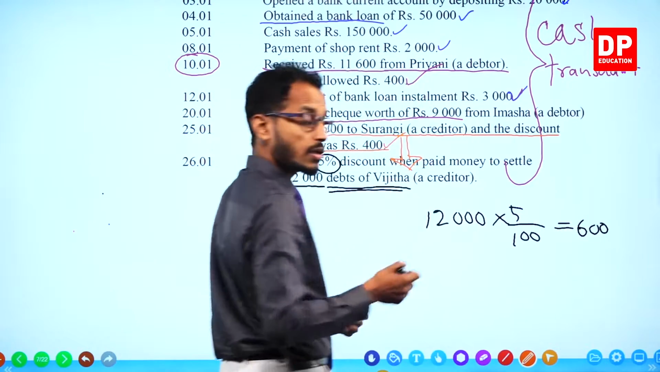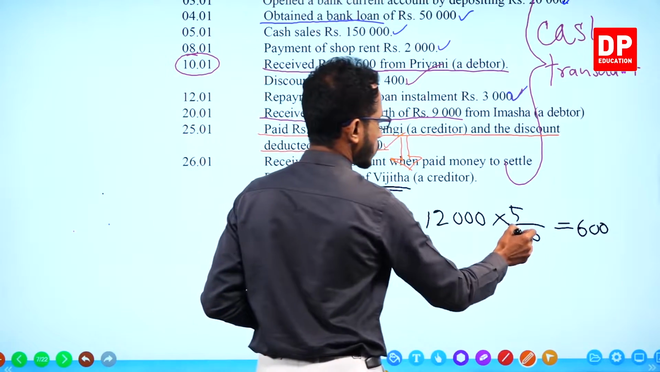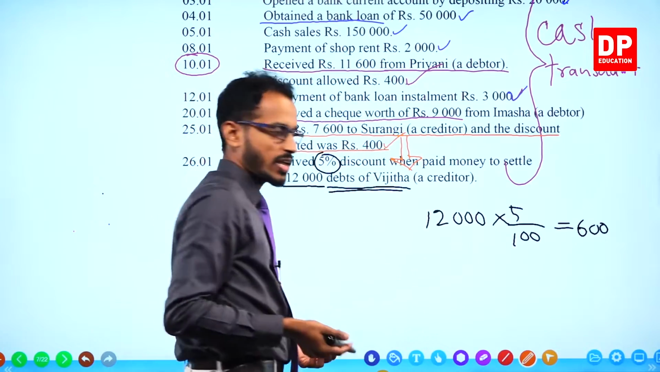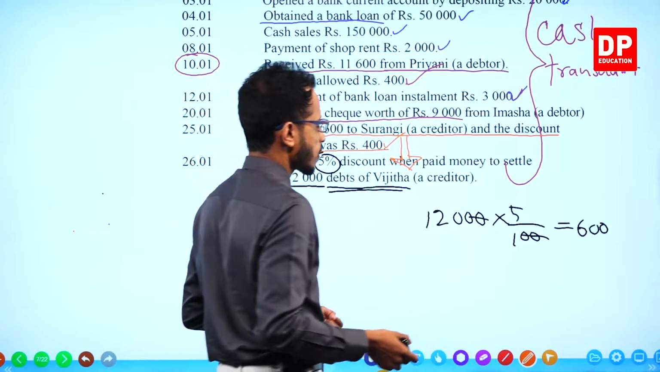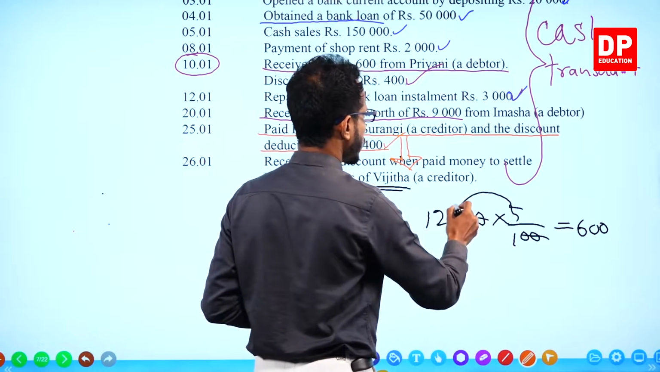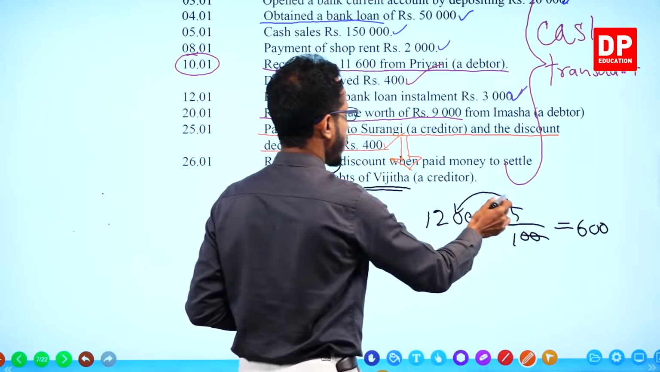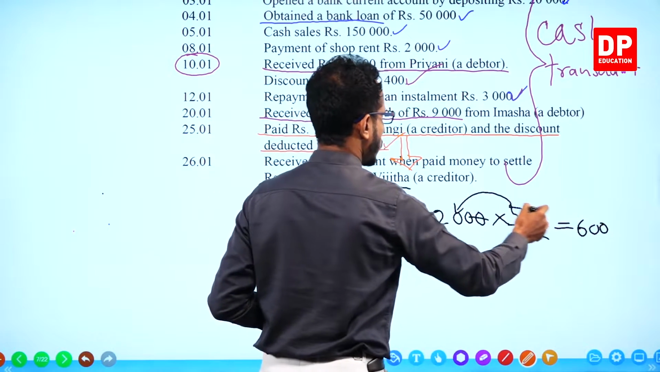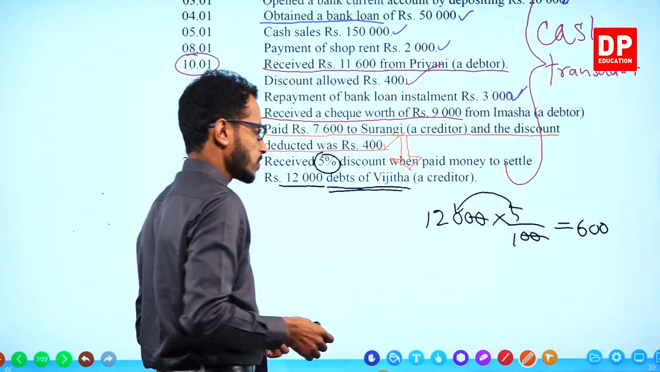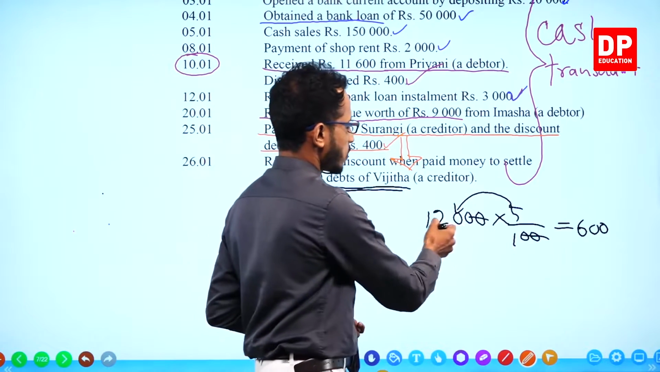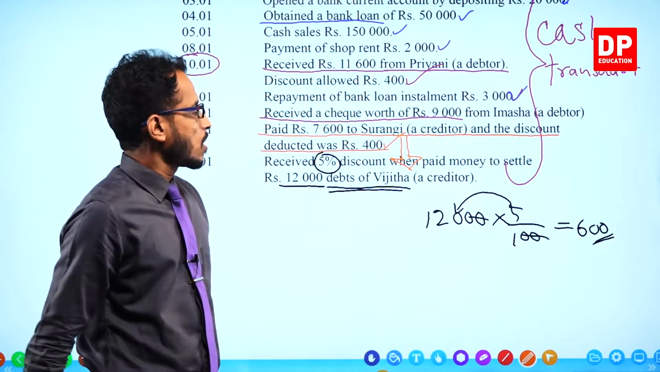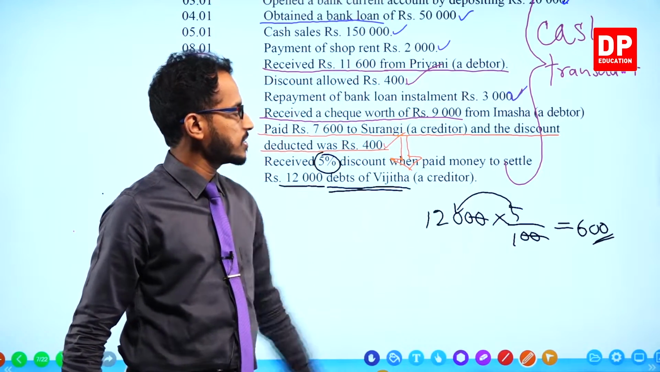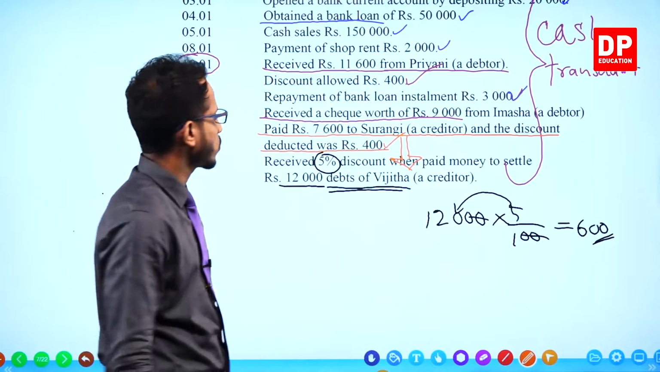600. You want me to do the calculation? Cut the zeros. 5 into 0, 5 into 2, 10, 5 into 1, 5 with the remainder, 600. So 600 is the discount amount.